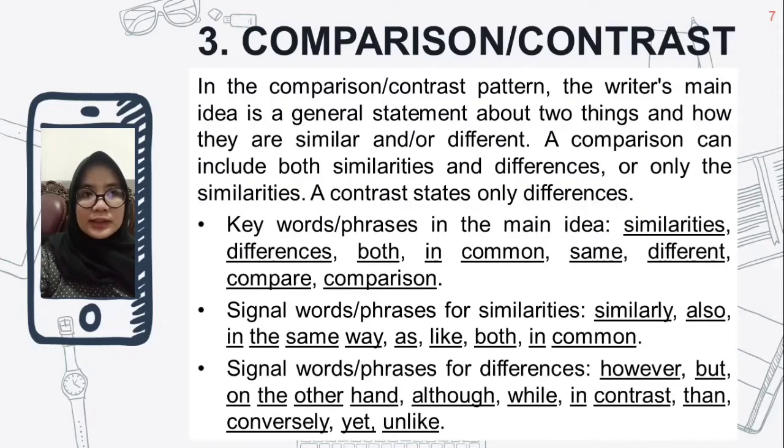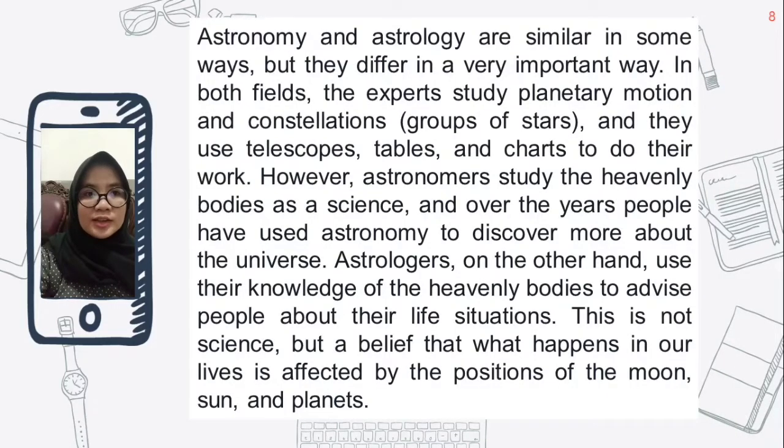Signal words or phrases for similarities are similarly, also, in the same way, as, like, both, in common. While the signal words or phrases for differences are however, but, on the other hand, although, while, in contrast, then, conversely, yet, and unlike. So now let's take a look at the example. I will read the paragraph and then we will try to find the topic, main idea, keywords in the main idea, and signal words or phrases in the supporting facts or ideas.